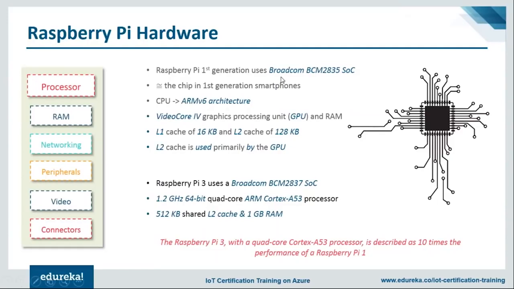Now talking about the processor, the first generation of Raspberry Pi initially came with a Broadcom BCM2835 SoC, and it basically was similar to the first generation smartphone chips, and the architecture that was used also was an ARM v6 architecture. Now over the years, Raspberry Pi 3 has grown a lot, and today it has a capability of 1.2 GHz, which basically is because of the ARM Cortex A53 64-bit processor, and is considered to be 10 times faster in comparison to Raspberry Pi 1.